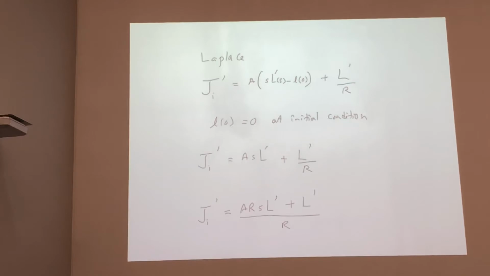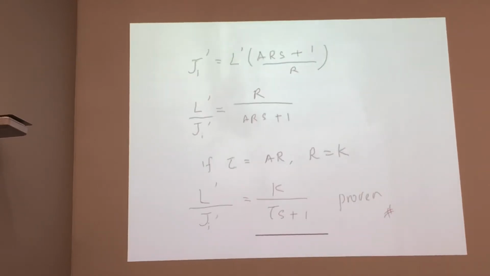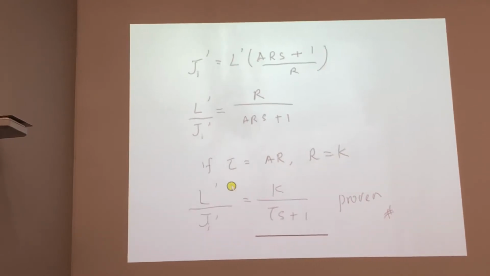Okay? So what next? I factor out the L prime. So what is inside is ARS plus 1 divided by R. Then let me arrange L prime divided by J. So this multiplied to this side becomes R. This multiplied to this side becomes ARS plus 1. So if I say tau equals AR, then R equals K. The entire L divided by J equals K divided by tau S plus 1, is proved.